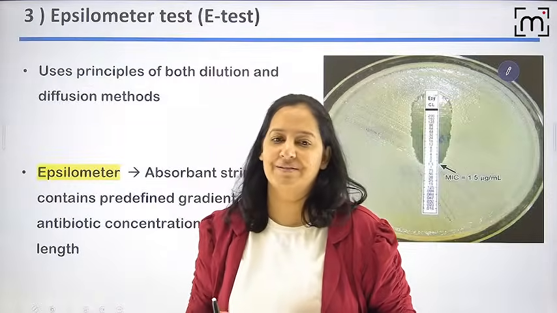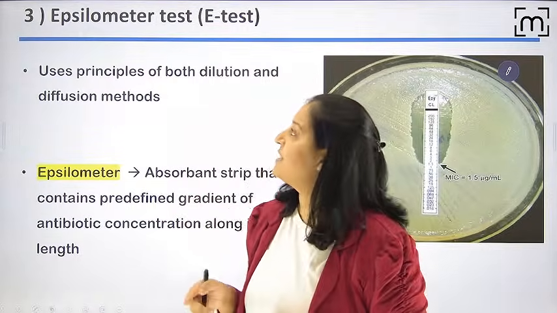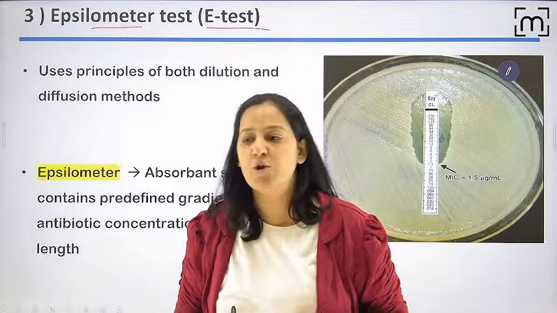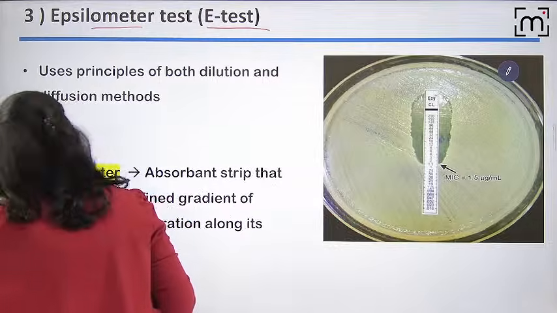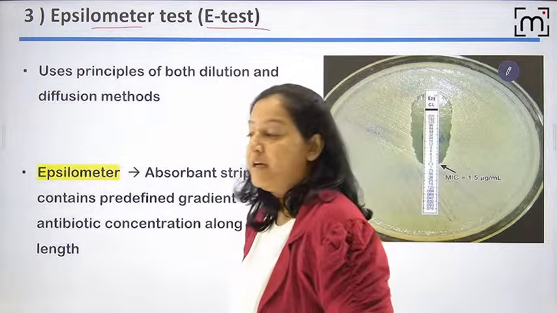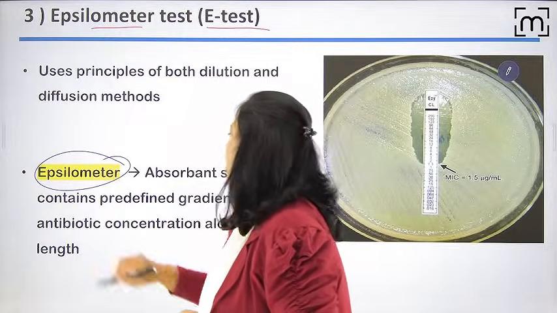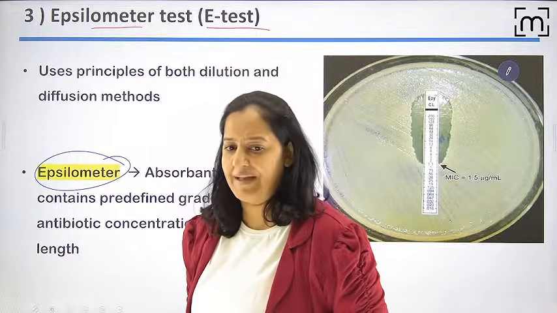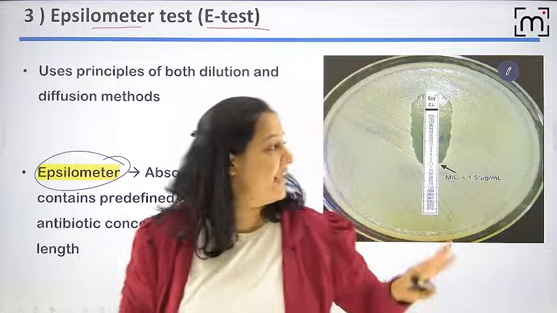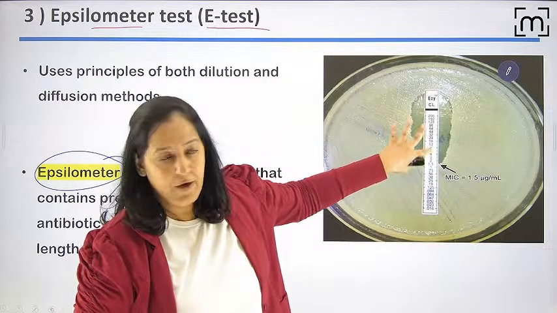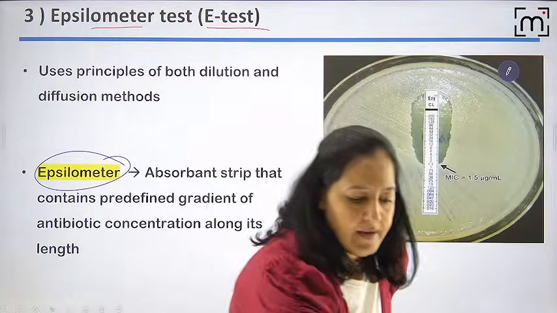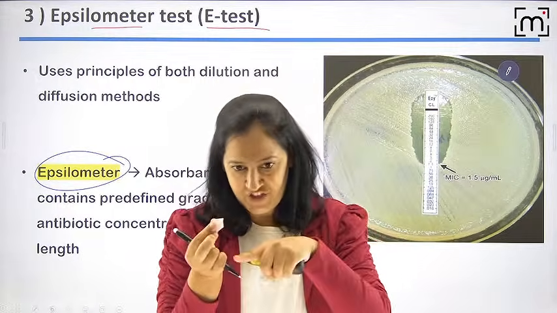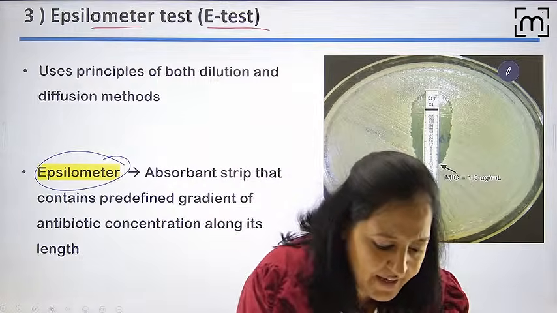And the third method is the epsilometer method, also known as E method. What we will do, again it is like the first one, a diffusion method. So basically we are taking a Mueller-Hinton agar. Now instead of taking the filter paper in small circular fashion, I'm not taking that. I'm taking a big rectangle.